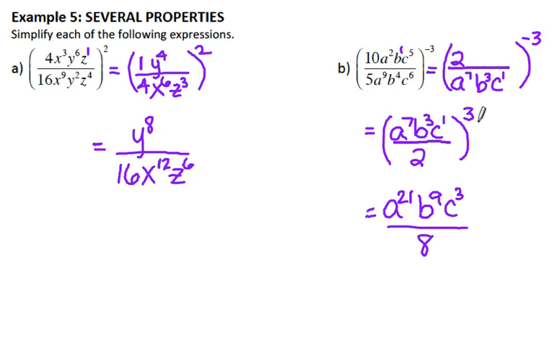Again, do not multiply the 2 and the 3, because the number you still need to treat as a number. So final answer is right here.